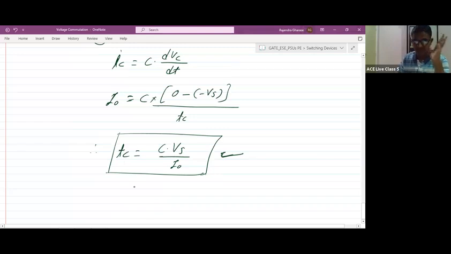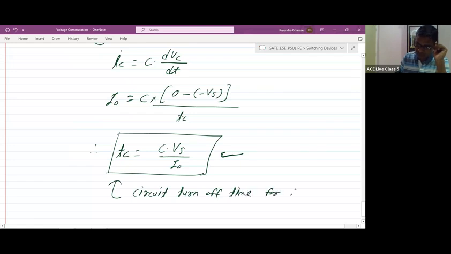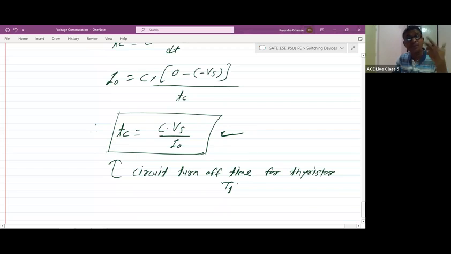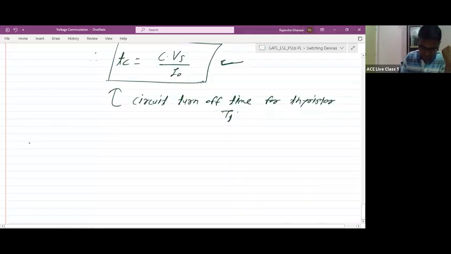The circuit turn off time for thyristor T1. Let me write it: this is the circuit turn off time for thyristor T1. Next, what is the peak value of current flowing through thyristor T1? Second one, peak current through thyristor T1.